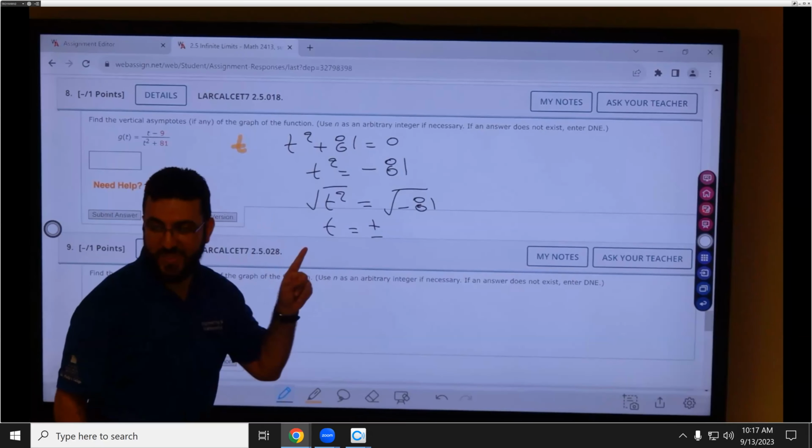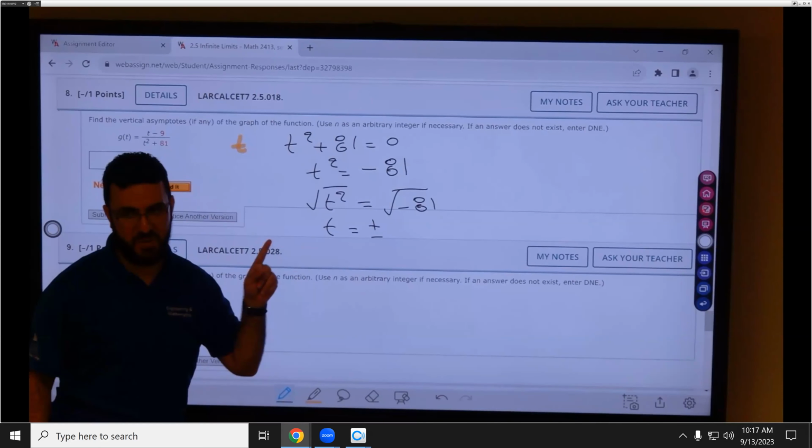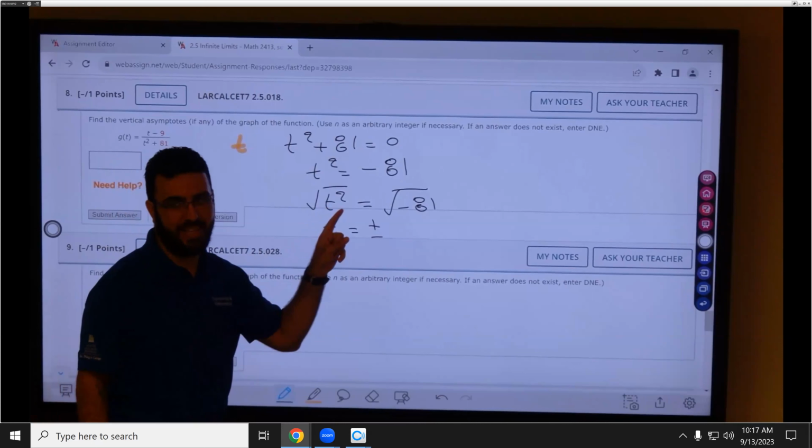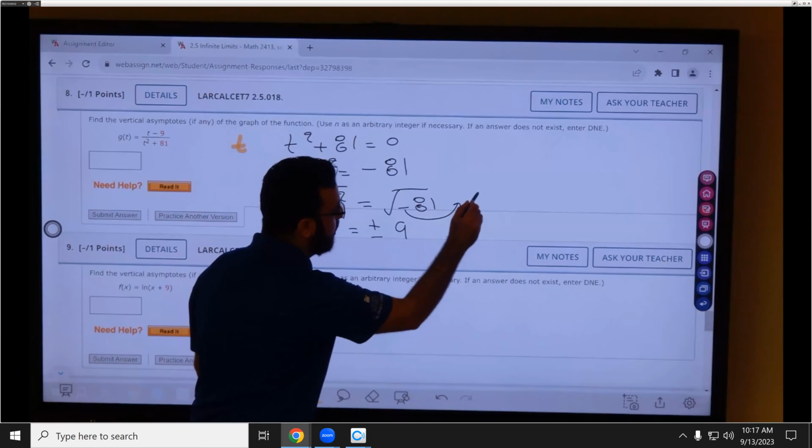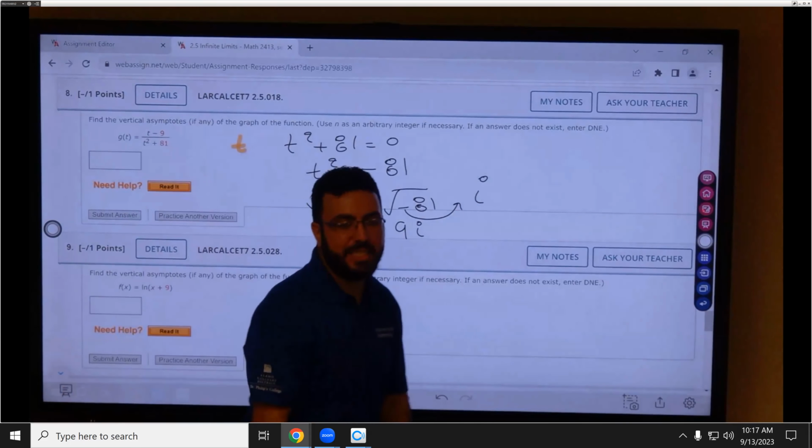Keep it the same? No, I have a purpose in doing that. Oh, it's the imaginary, right? Which one? I9. Oh, perfect. So the square root of negative 81 is 9, and the negative sign goes out as an i. So plus or minus 9i.